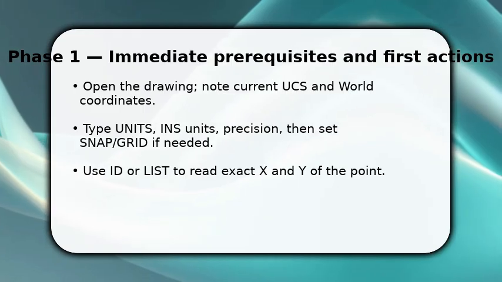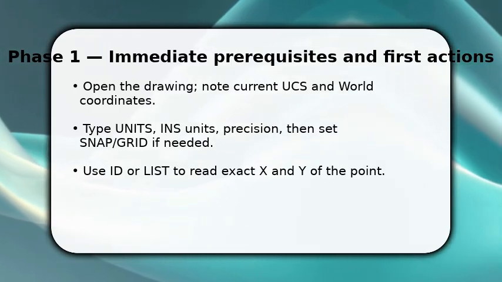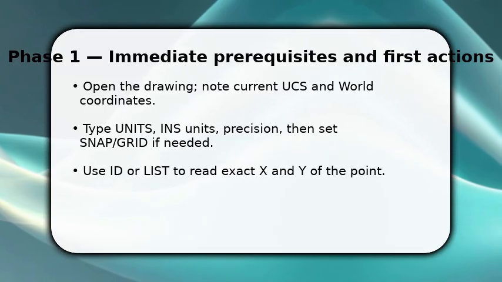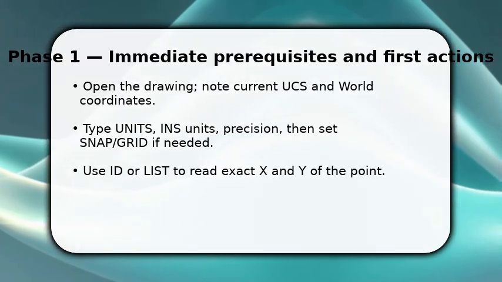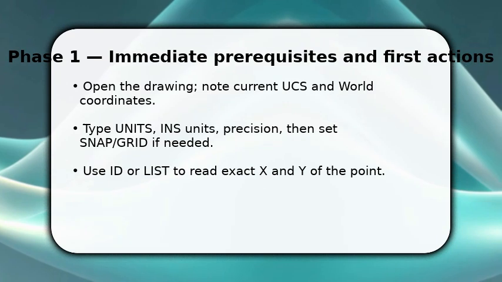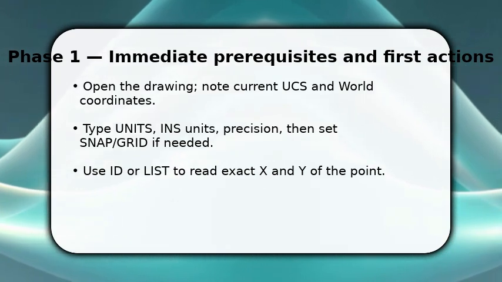Use ID or list on the target point to capture current X and Y values. Once you have those numbers, you know both what to change and why. The drawing's coordinate system and units determine every adjustment you'll make.